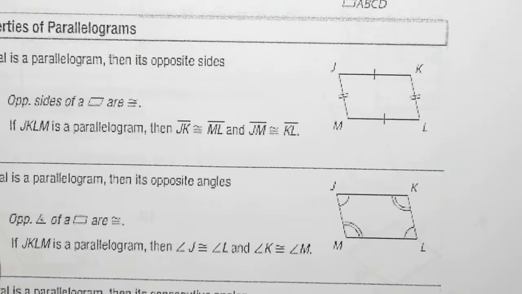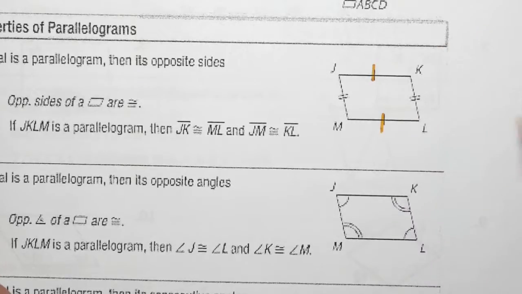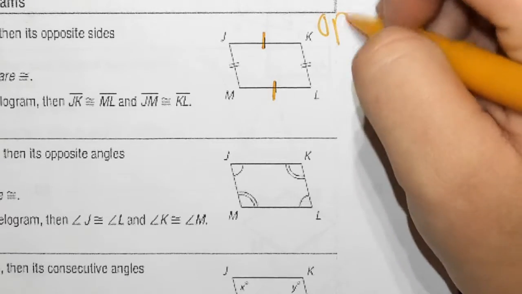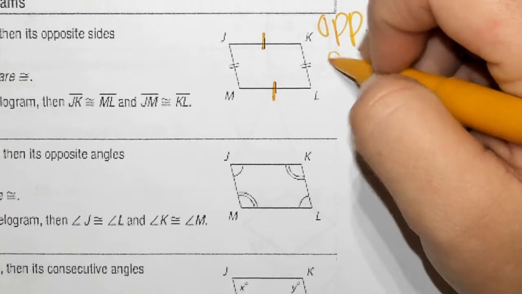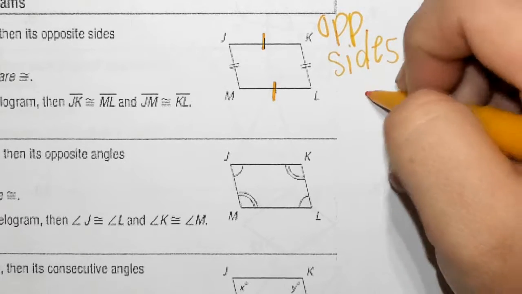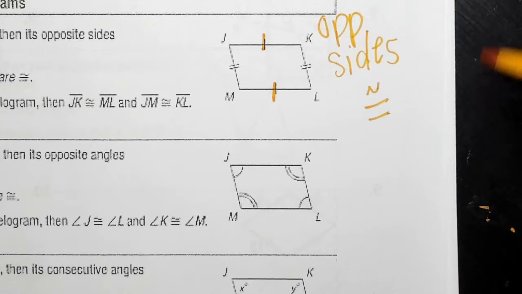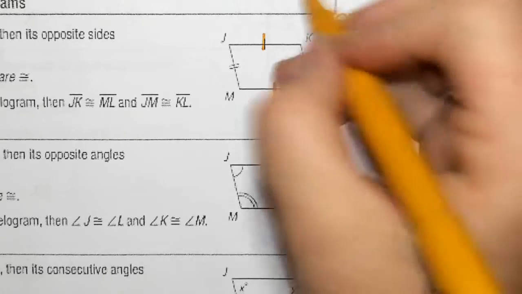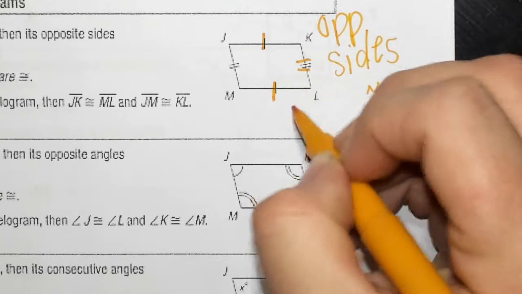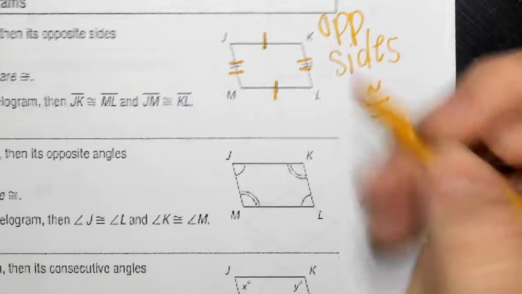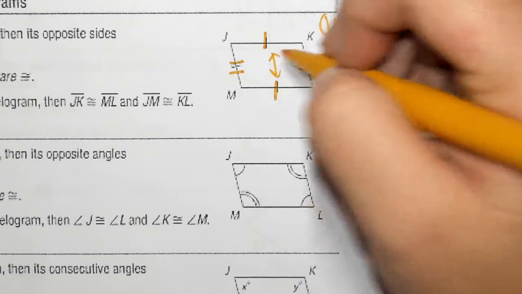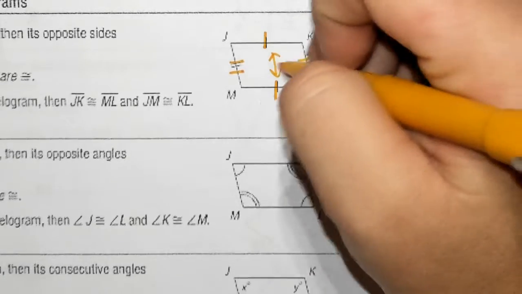So, first property, opposite sides are congruent. So if it is a parallelogram, opposite sides are congruent. Are all sides congruent? No, because then it would be a square. So opposite sides are congruent. That's the first property.